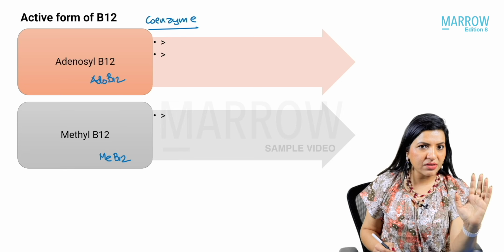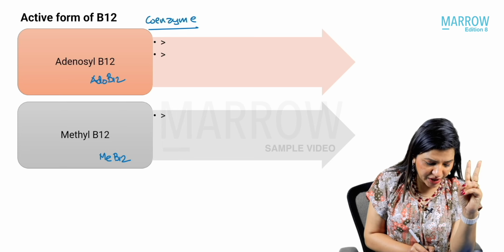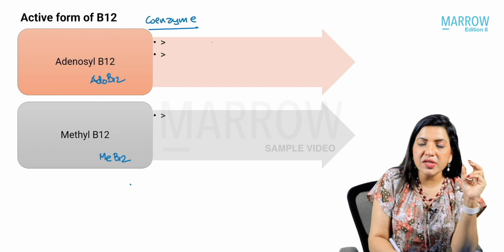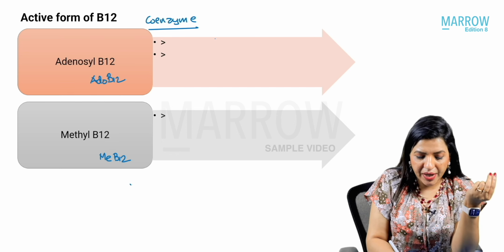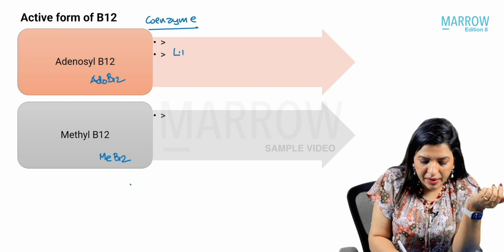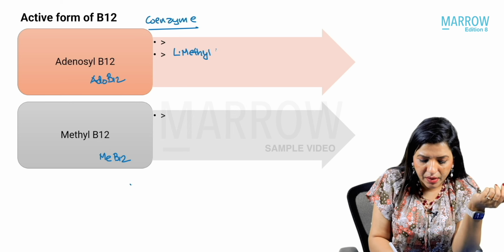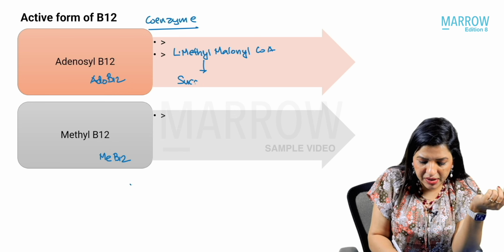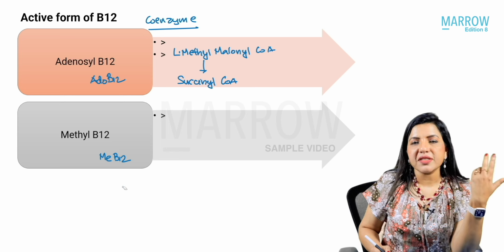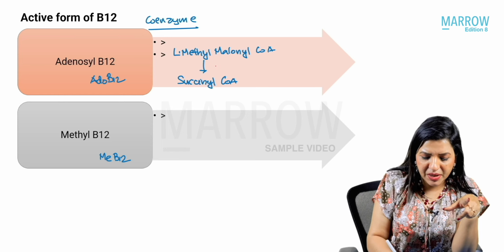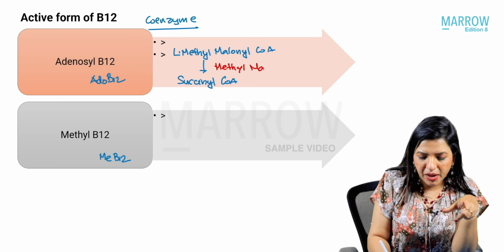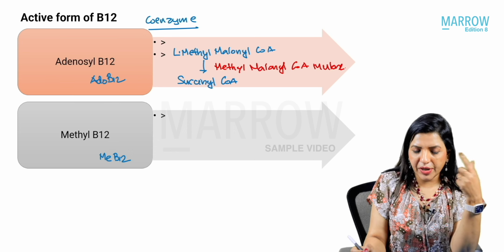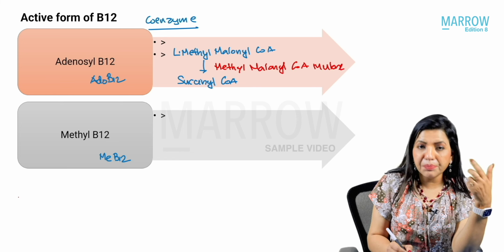Okay. Now where is it used? There are only two enzymes in the human body which can use this B12. So the number one is adenosyl B12. Adenosyl B12 is required for the conversion of L-methylmalonyl coenzyme A to succinyl coenzyme A. Tell me the name of the enzyme if you remember. It is methylmalonyl coenzyme A mutase.